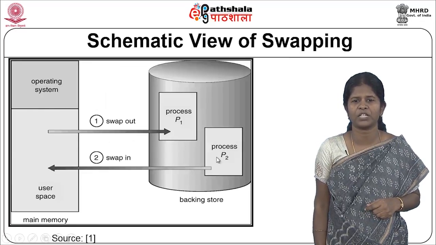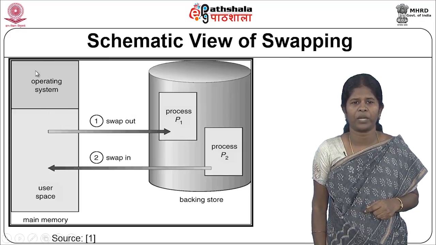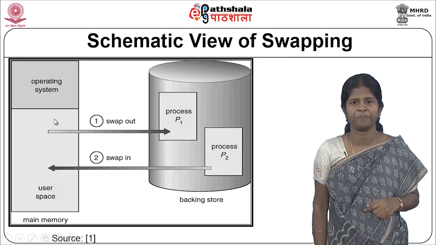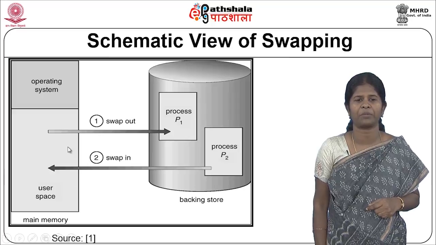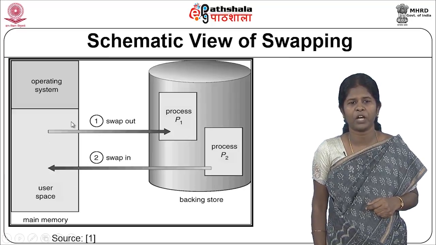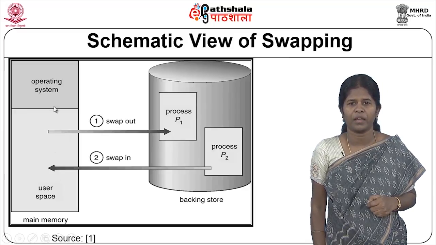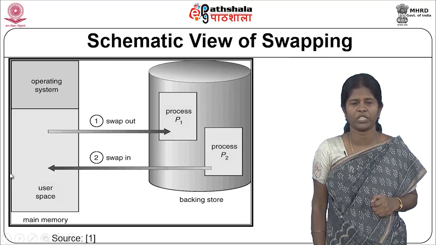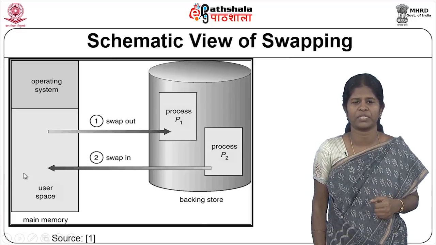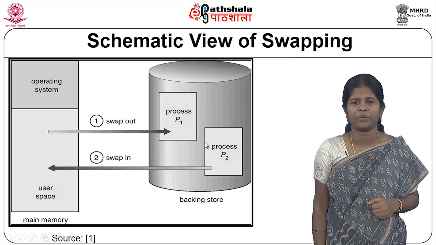So this figure just shows how swapping happens. You have the main memory where the main memory has the operating system, and you also have the user space where the user defined programs and processes can be placed in. And user processes from here have to be removed and can be brought to the backing store if some other process has to be brought in. So if P2 has to be brought into the main memory, and say if P2 needs to get the CPU next, then P1 can be removed out or swapped out and P2 can be brought in.